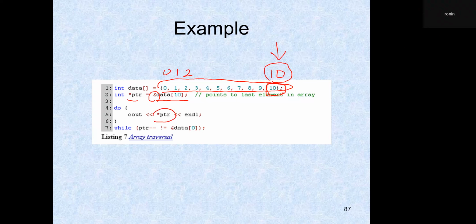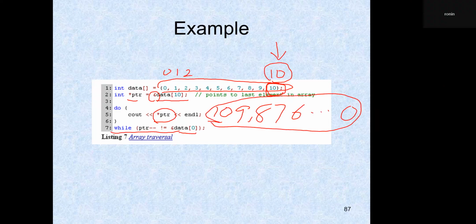Then cout asterisk PTR should output 10. Do this while loop, each time PTR minus minus, until PTR points to data zero. So the output should be 10, 9, 8, 7, 6, down to 0. So this is the array traversal. First make the pointer point to the last one. Then do this while loop, each time minus minus, and output. Output the data elements from end to beginning.